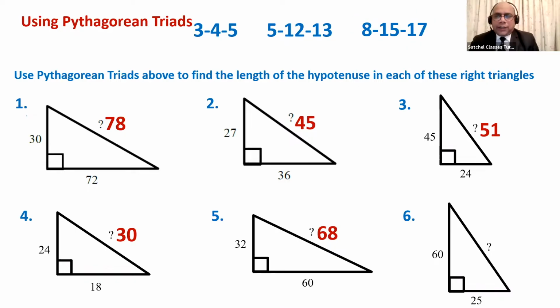And finally, the last triangle has perpendicular sides 60 and 25. You can link it to the second triad, because if I multiply each value of the second triad by 5, I would get 5 times 5, 25, 12 times 5, 60, which are the two perpendicular sides. And hence, the hypotenuse which is missing has to be 13 times 5, which is 65 units.